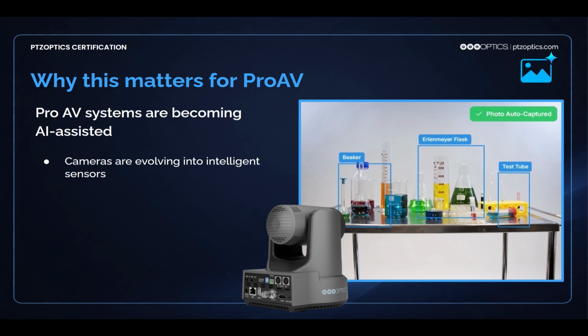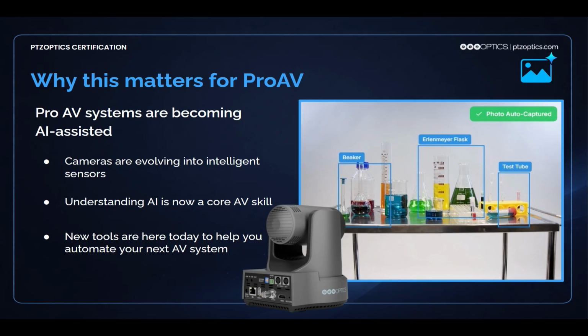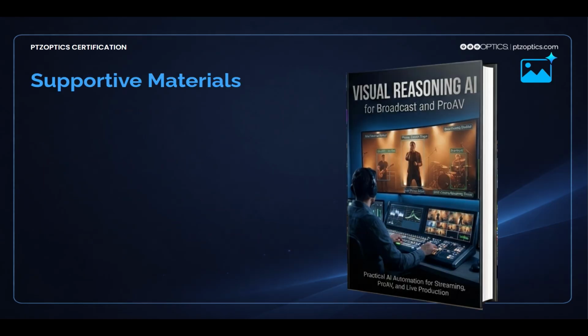So the visual data coming from cameras, the audio coming from microphones, it now can be used with AI, and understanding AI is becoming a core AV skill. And new tools are here today to help you automate your next AV system. We're going to be showing examples of that in our book and online course.